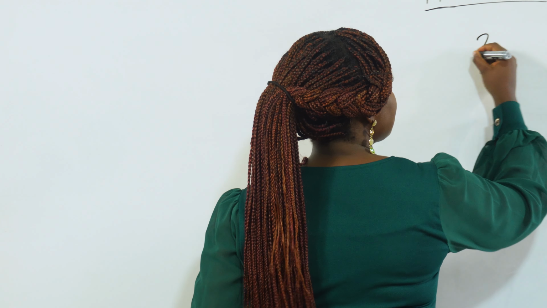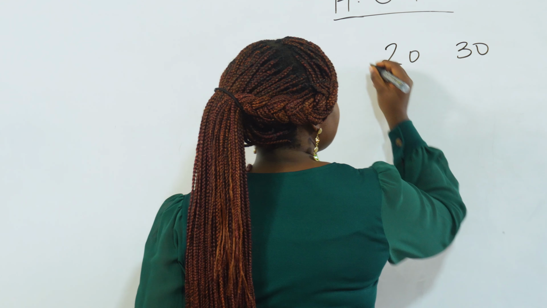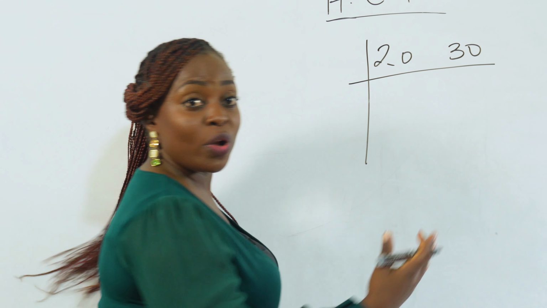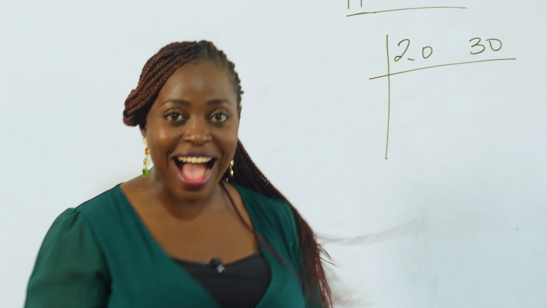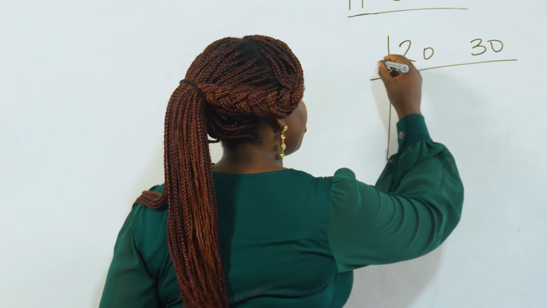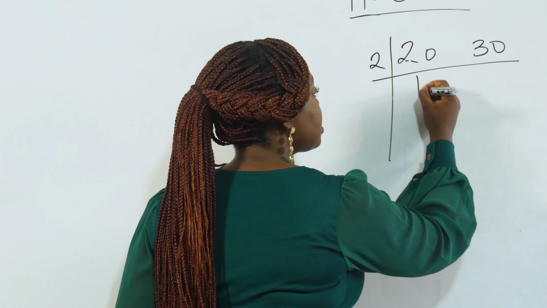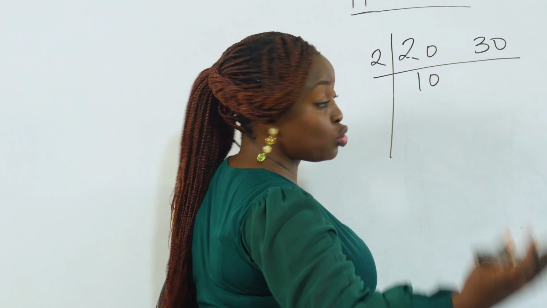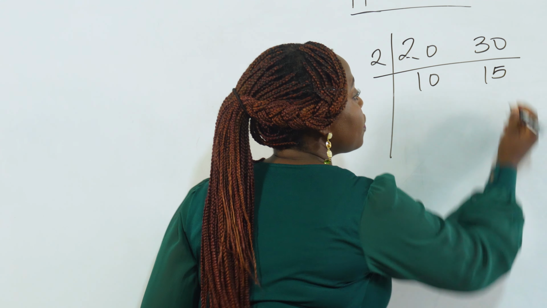Now, the next two numbers that we're going to be looking at are 20 and 30. So we're going to be using the two methods that we just learned to find the HCF of 20 and 30. So 20 and 30. Now, what is the lowest number that can divide 20 and 30? 2. Good. 20 divided by 2 is 10. 30 divided by 2 is 15.